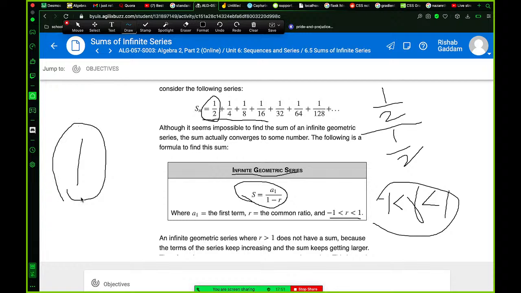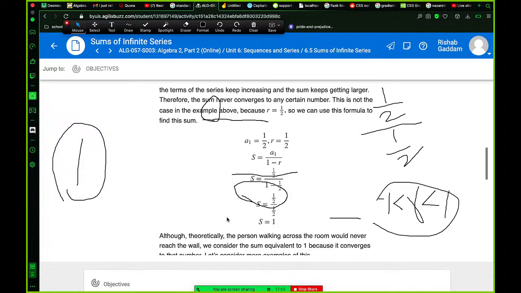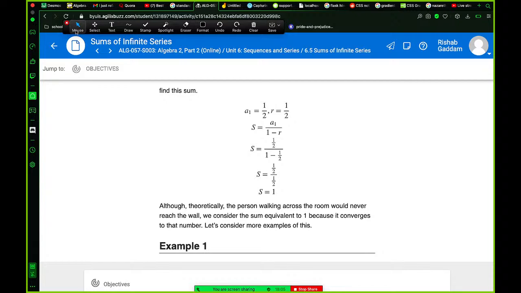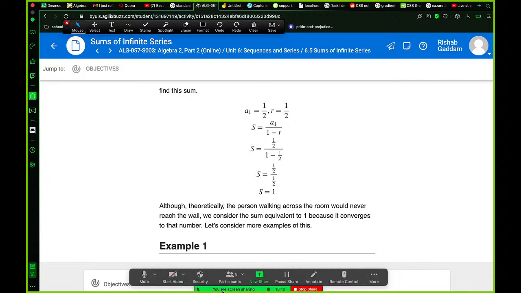So this converges to 1. This C is right here. And as you can see, that's what they found out here also. It says 1. So that's 1. We got it right. Super easy. Barely an inconvenience. So since we learned these two things, we can start doing the other stuff.